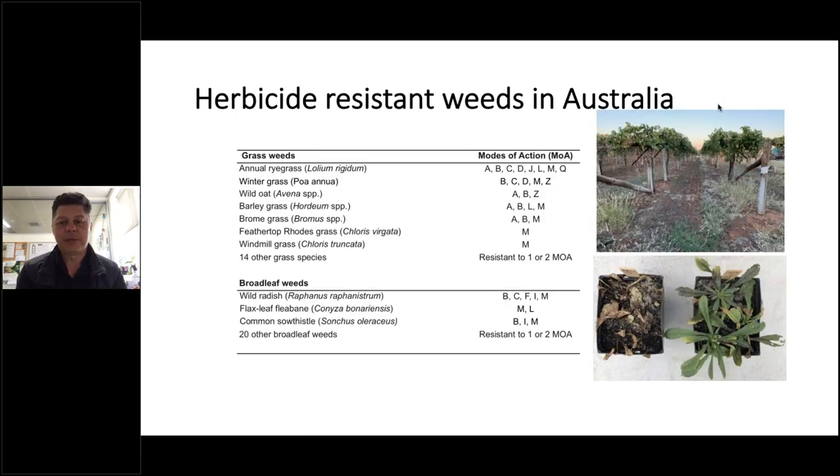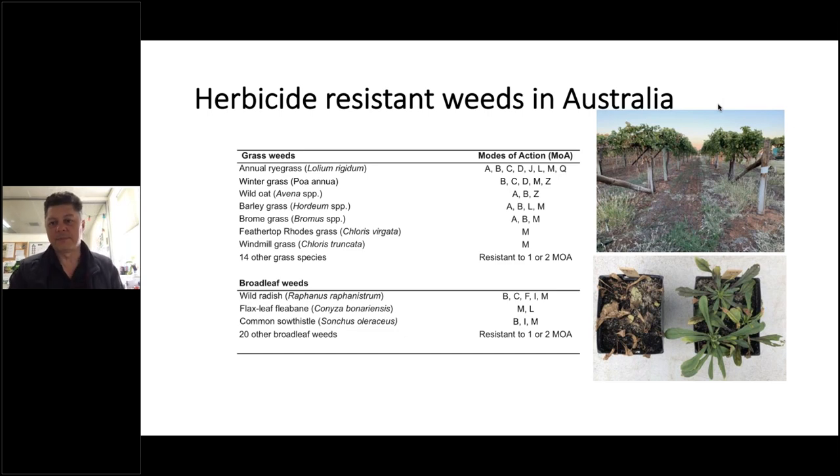So what's been happening in Australia for the past 30, 40 years? The weeds that have the most resistance are annual ryegrass. Winter grass in golf courses is resistant to many different modes of action, so herbicides that kill in different ways. And then there are some others below. In the broadleaf sense, we have wild radish in Western Australia, but also fleabane across the country, which is resistant to many, many herbicides. Another one which could be causing grief is common sow thistle.